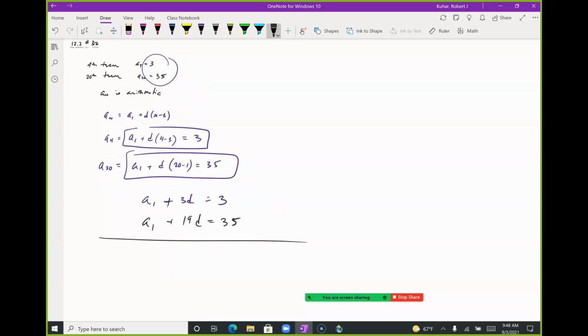And obviously I can subtract them. I'm going to subtract the second minus the first, right? So the a sub 1's go away. I get 16d equals 32. So d is 2. I did that quick. Make sure you're okay there. So this is equation 1 and this is equation 2, and I did equation 2 minus equation 1.